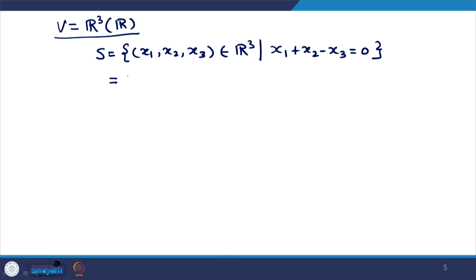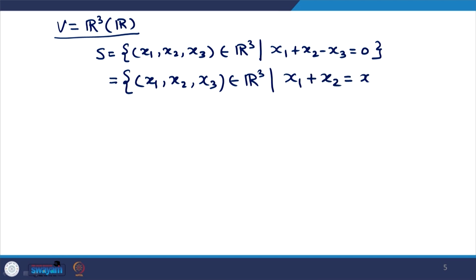So, here I can write (x1, x2, x3) belonging to R3 such that x1 plus x2 equals x3. So, I can write it as (x1, x2, x3), and since x3 equals x1 plus x2, I can replace x3 as x1 plus x2.